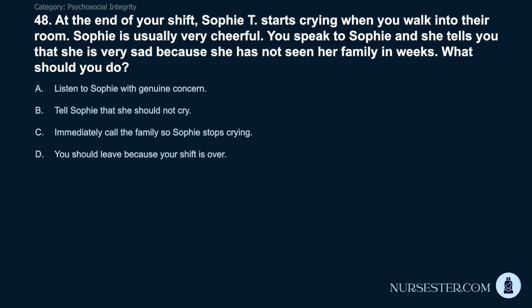48. At the end of your shift, Sophie T starts crying when you walk into her room. Sophie is usually very cheerful. You speak to Sophie and she tells you that she is very sad because she has not seen her family in weeks. What should you do? A. Listen to Sophie with genuine concern. B. Tell Sophie that she should not cry. C. Immediately call the family so Sophie stops crying. D. You should leave because your shift is over. Correct answer: listen to Sophie with genuine concern.